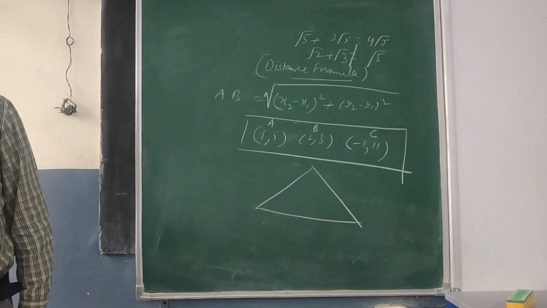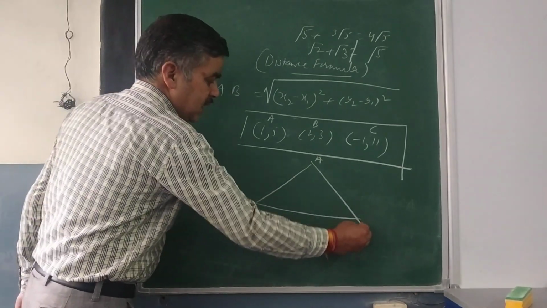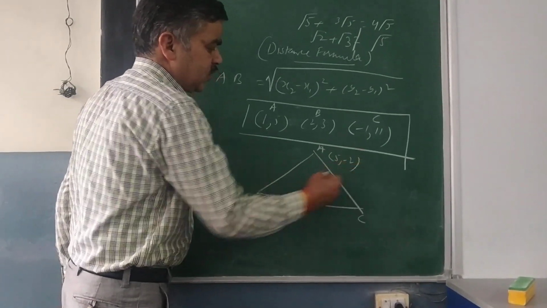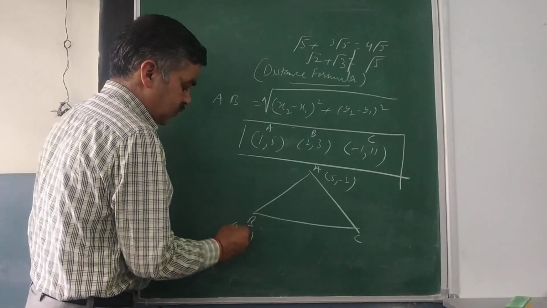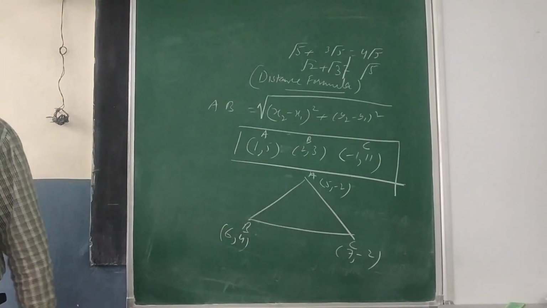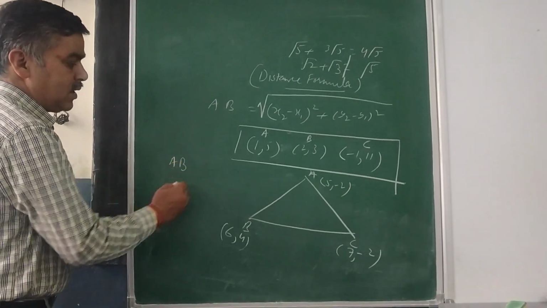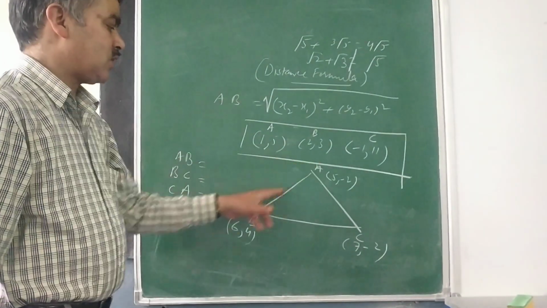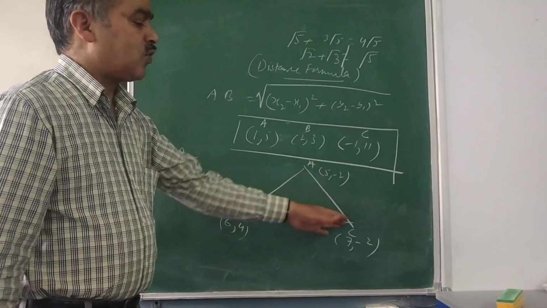Determine whether the points 5, minus 2, 6, 4, 7, minus 2 form an isosceles triangle. Suppose this is A, this is B and this is C. The coordinates of A are 5, minus 2, B is 6, 4, and C is 7, minus 2. Now you have to answer whether this triangle is isosceles or not. So again you need to find what is AB, what is BC, what is CA. Means I have to apply the distance formula for this and this, then for this and this, and then for this and this, just to determine the length of all the three sides.